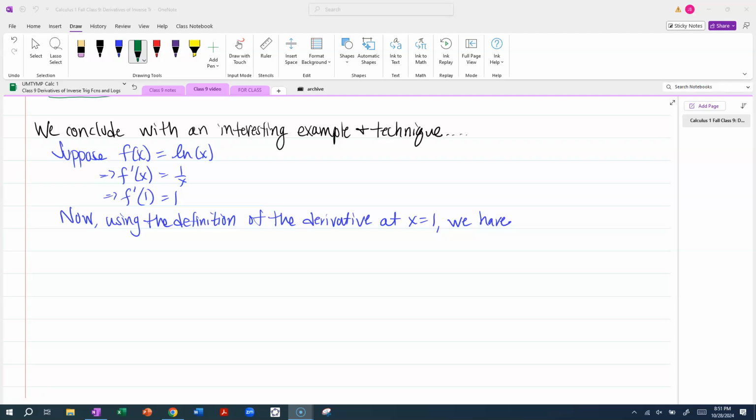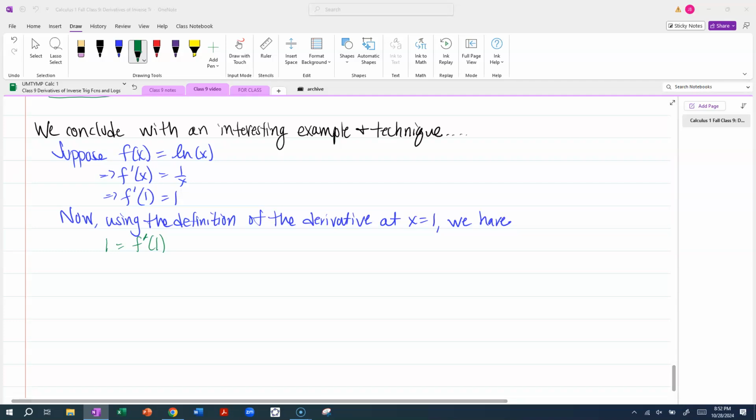All right, one final interesting example to conclude here. First, you can see the function we're dealing with is natural log of x. Then the derivative is 1 over x. And if we happen to evaluate that derivative at 1, we get 1. Okay, so now here's the interesting thing. Using the definition of the derivative at x equals 1, we have, so this 1 would equal f prime of 1, as we already know.